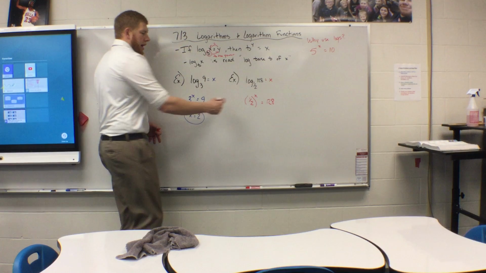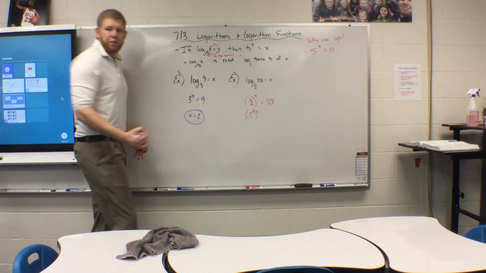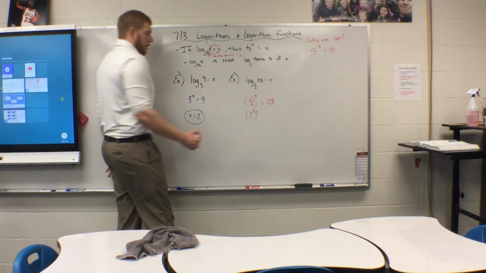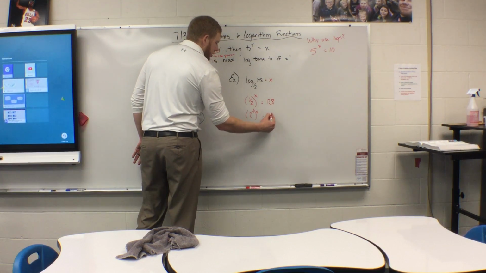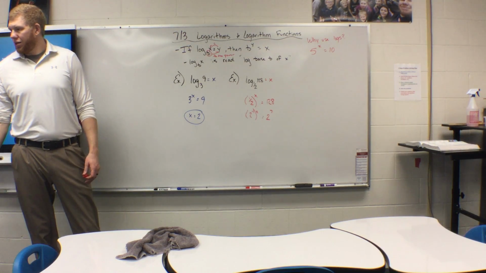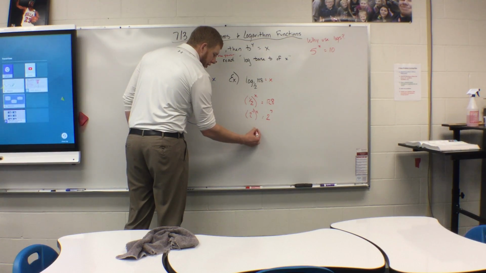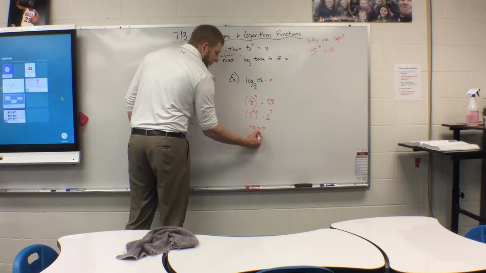2. Okay, 1/2 is like 2 to the -1, right? And 128 is 2 to what power? I think the 7. Yeah. So it's like -1x, or -x, equals 7. So I know x equals -7.